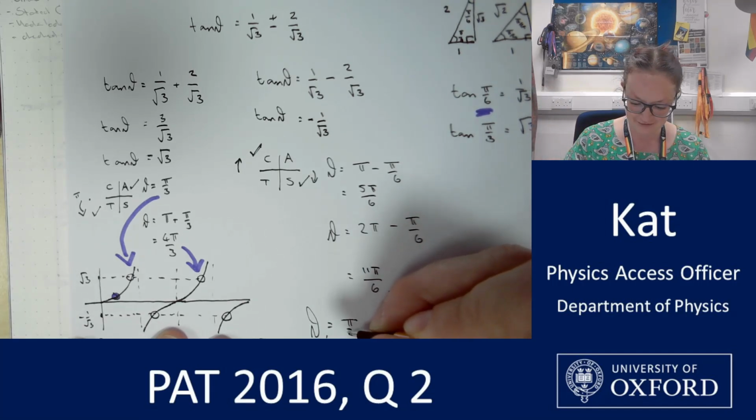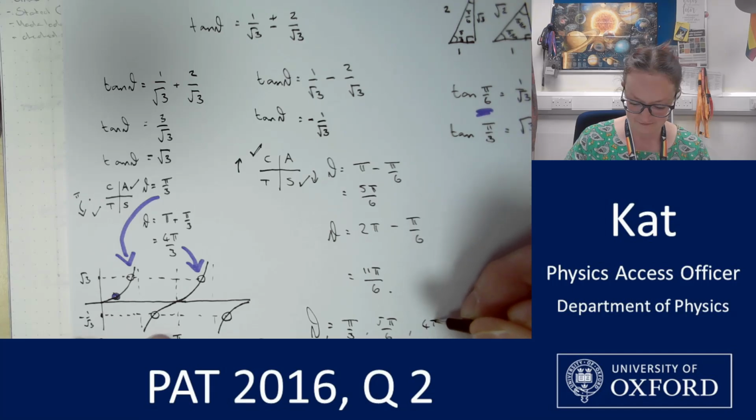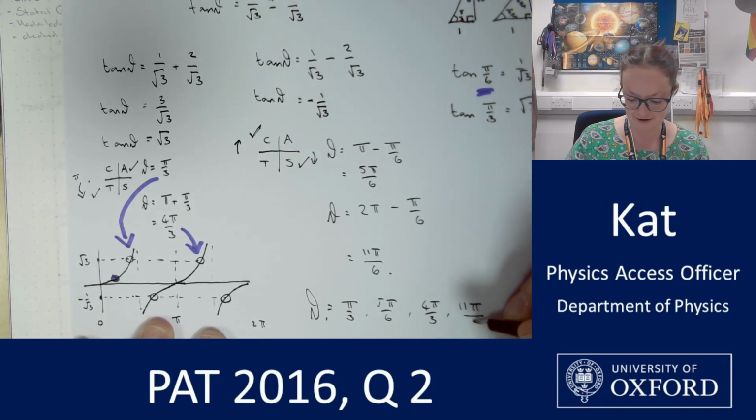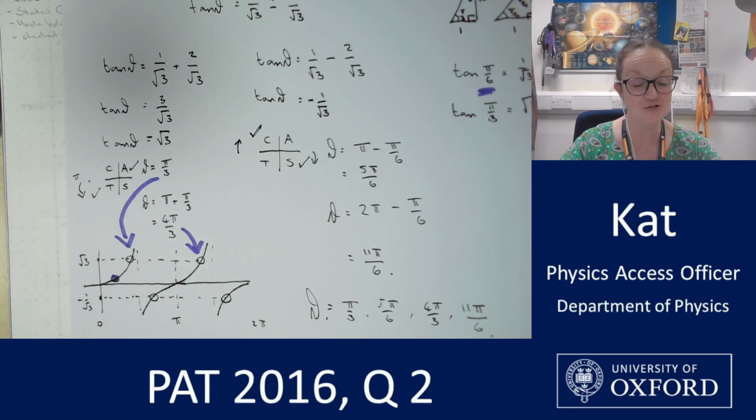I have pi by 3, 5 pi by 6, 4 pi by 3, and 11 pi by 6. That is my solution to question 2 of the 2016 paper.